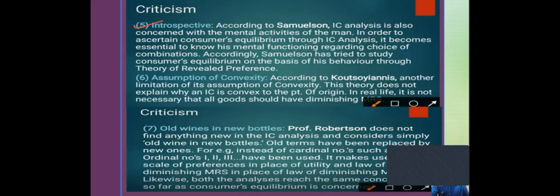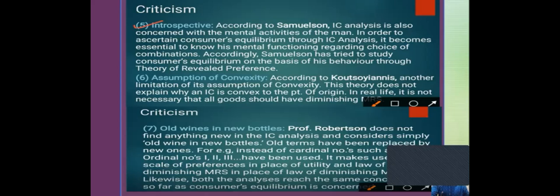Accordingly, Samuelson has tried to study the consumer on the basis of his behavior. And Samuelson has given one theory, known as revealed preference, where he has explained the weak axiom and the strong axiom, where the consumer is really expressing his satisfaction or willingness to purchase X and Y. So this theory is rejected by Samuelson as a too introspective concept.